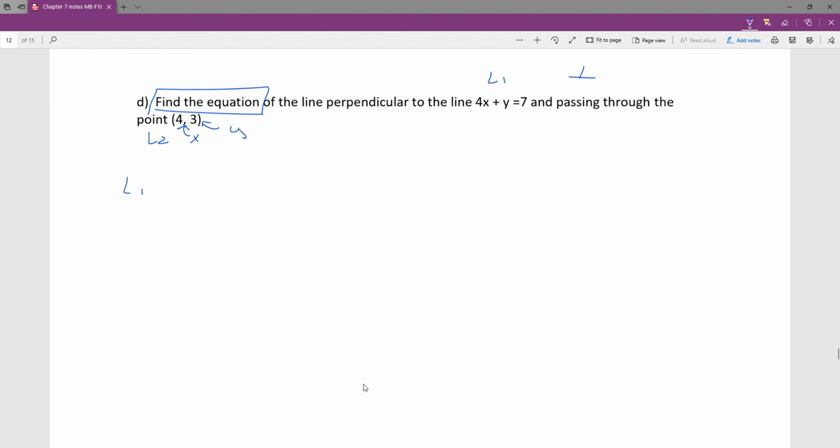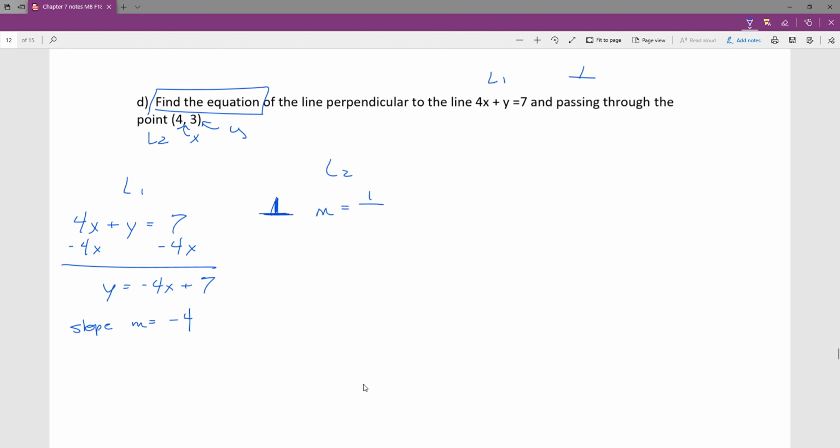Again, what I'm doing with line 1 is putting it in slope-intercept form so I can see what the slope is. Here I can see that my slope, or my m value, is negative 4. So my line 2, if it is perpendicular to that, my slope for my new line is 1 over 4. Remember, it's the negative upside down version of that slope when it's a perpendicular line.